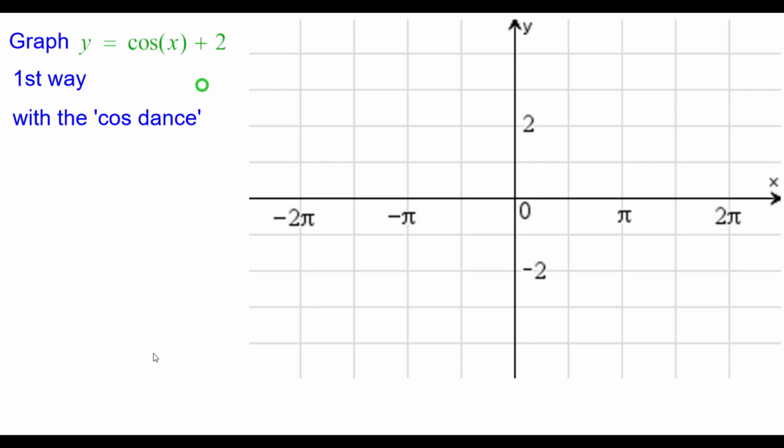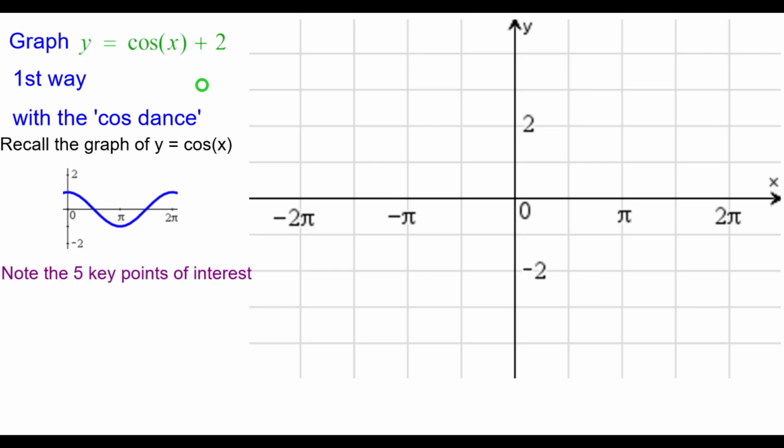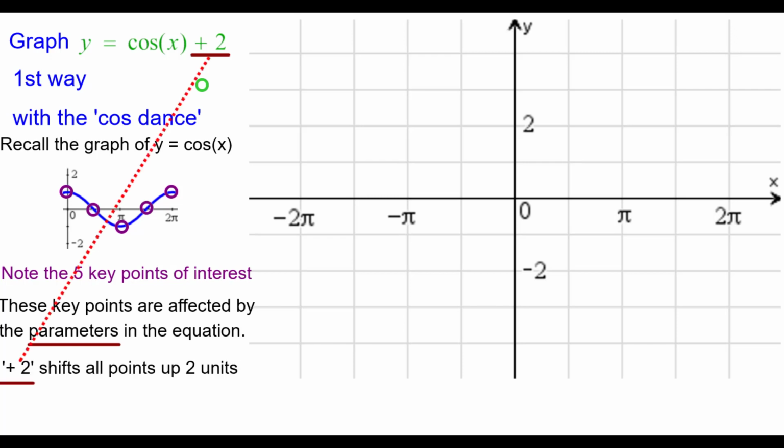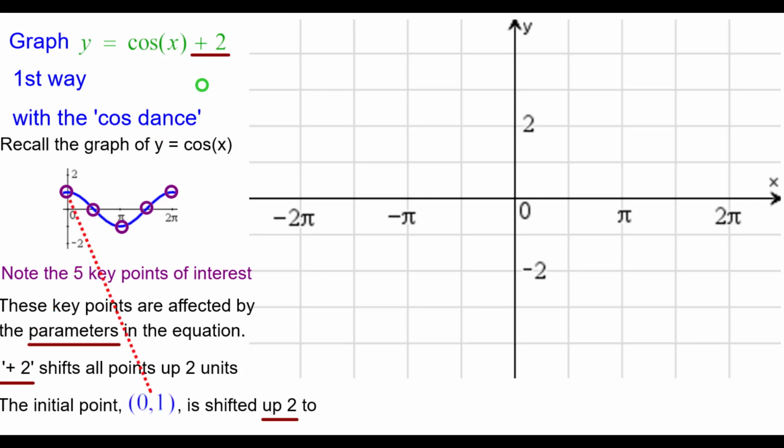The first way is with the Cosine Dance. Recall the graph y equals the cosine of x, the wave there. Note the 5 key points of interest. These key points are affected by the parameters in the equation, namely the plus 2. That plus 2 shifts all points up 2 units.